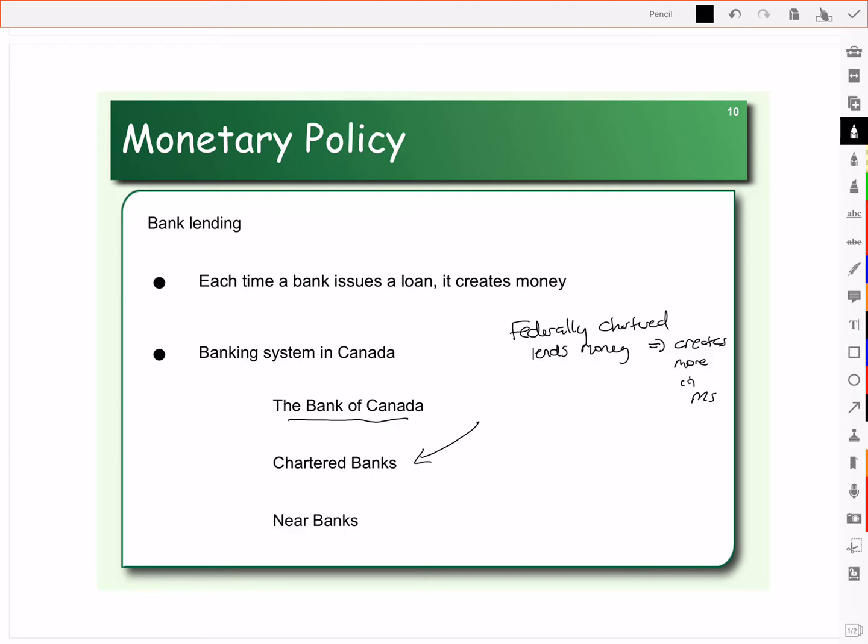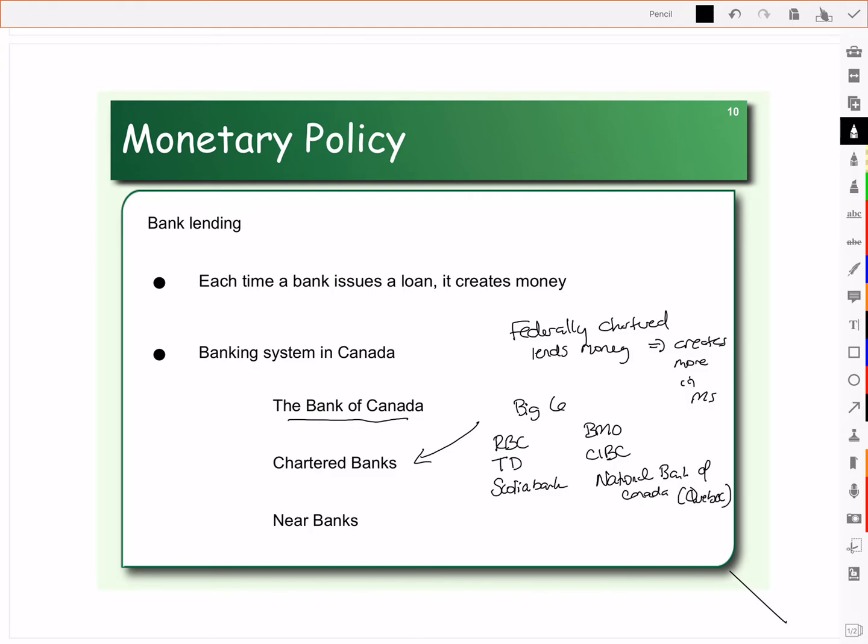Okay. So let's talk about who is a chartered bank. Well, there are actually 32 what we call Schedule I banks in Canada. But really, let's focus on the big six that we will know. So the big six federally chartered banks would include, well, you tell me. What are the big six banks in Canada? We have Royal Bank, we have TD, we have Scotiabank, we have BMO, we have CIBC, and there's one more, which is the National Bank of Canada, which is in Quebec.